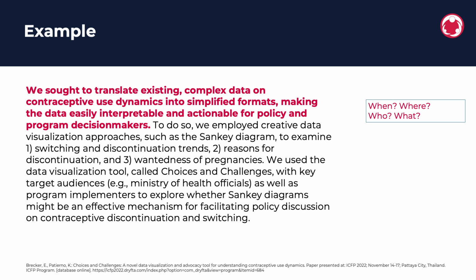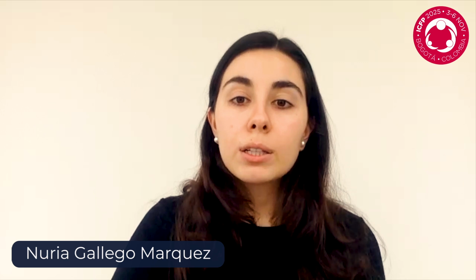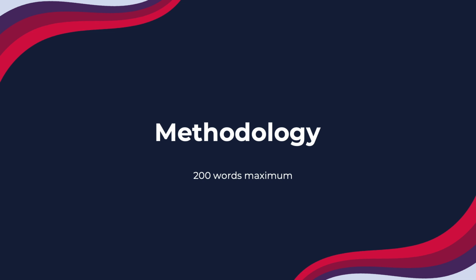In the section highlighted in red, you can see that the author made sure to include who implemented the advocacy intervention, as well as when and where this happened. So now that you have clearly established your advocacy intervention, let's spend some time looking at what to cover in the methodology section. This section has a word limit of 200 words.